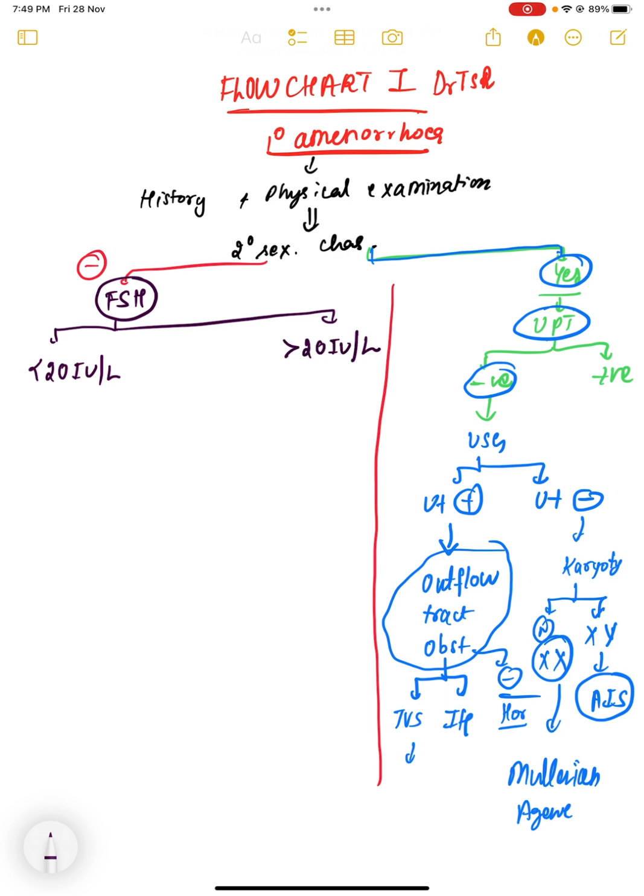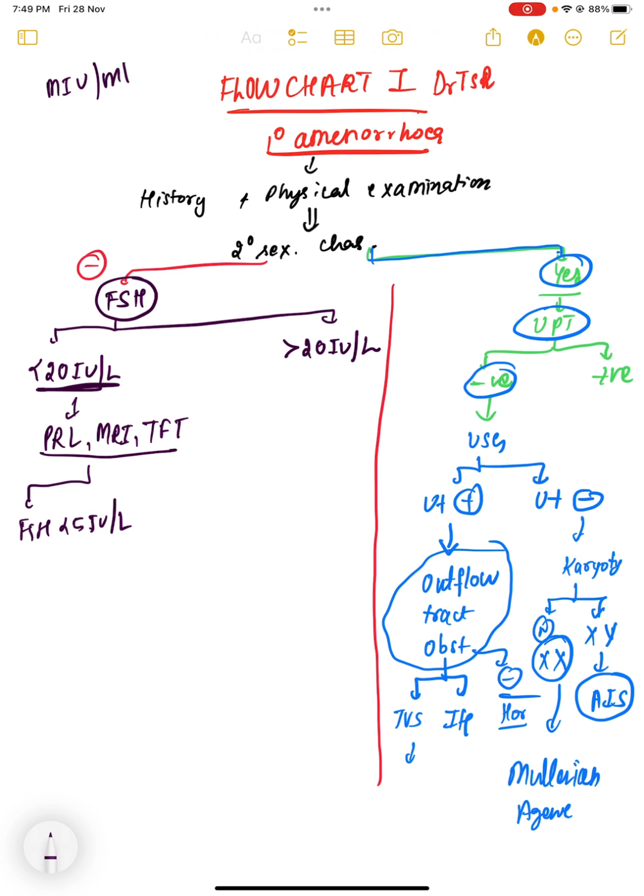If FSH is less than 20 international unit per liter, you do prolactin, you do MRI, and you do thyroid function test. Okay, if FSH is very low, less than 5 international unit per liter, remember if you are writing milli international unit, write as ml. If you are writing international unit, write as liter.